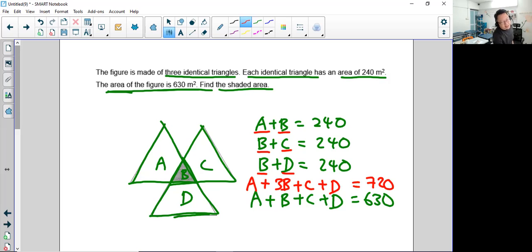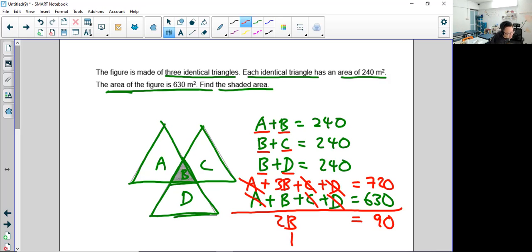And then what do we do next? And then you subtract. Okay, you minus to get rid of all the letters except one letter. So you take A minus A, you have no more already. 3B minus 1B, you will get 2Bs. And then C minus C, there's no more C. Then D minus D, there's also no more D. And then 720 minus 630, you will get 90.